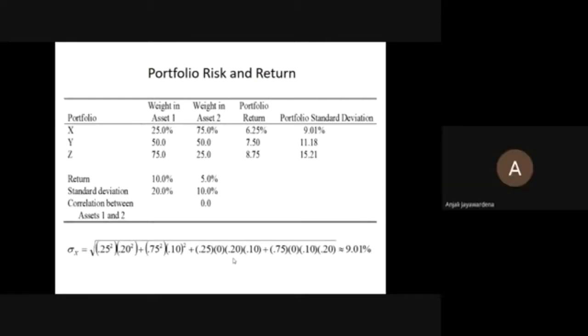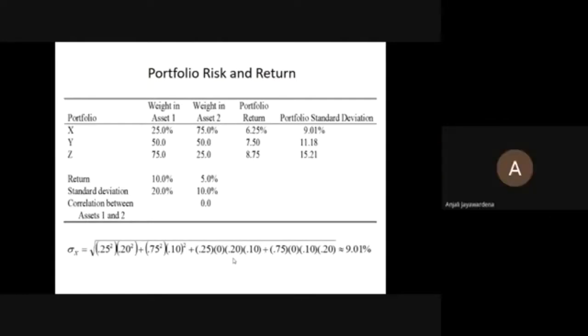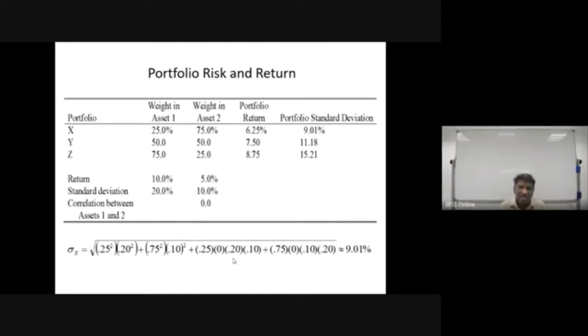When the weight in asset 2 increases and the weight in asset 1 decreases, the portfolio return increases. I think you came up with the wrong way. You said portfolio weight of asset 2 increases and portfolio weight of asset 1 decreases, return increases. Is that what you see? No, sorry, the other way. Okay. Remember, in the exam, don't make mistakes like this. You have to be very conscious of what you say.